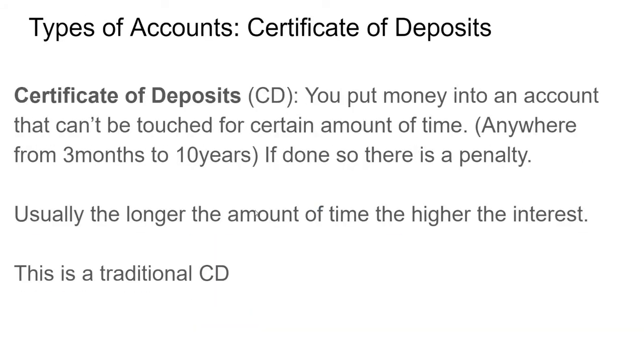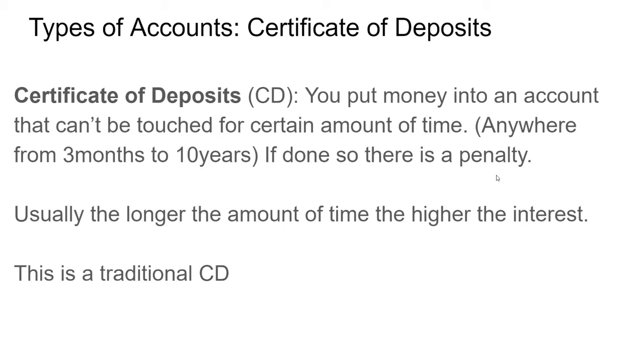Types of accounts, certificates of deposit. So earlier, I said the benefit of savings accounts was that you had quick access to your money. And that's a benefit because of accounts like CDs, where you put money into an account that can't be touched for a certain amount of time, anywhere from 3 months to 10 years, whatever you decide. And if you do touch it early, there is a penalty.